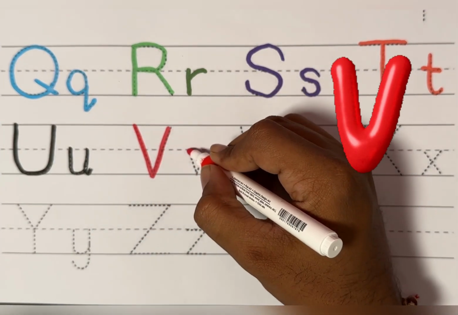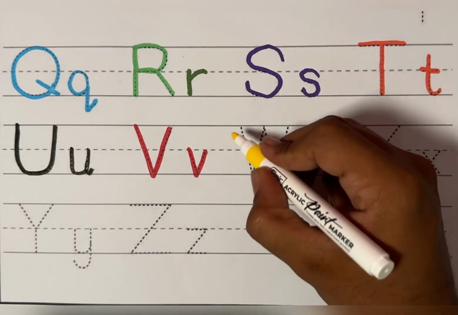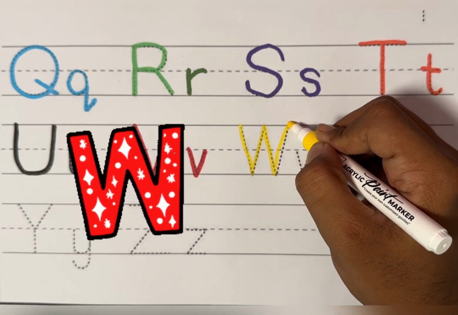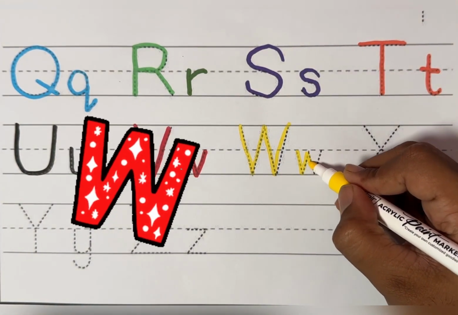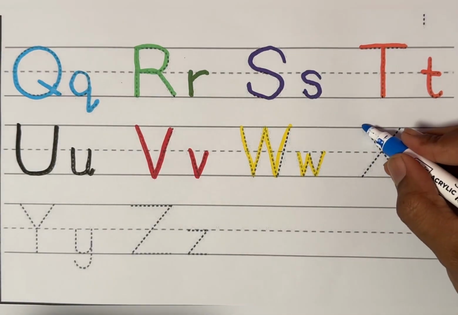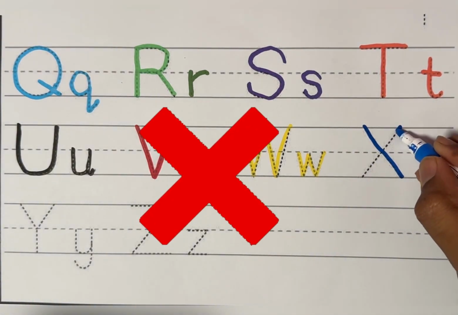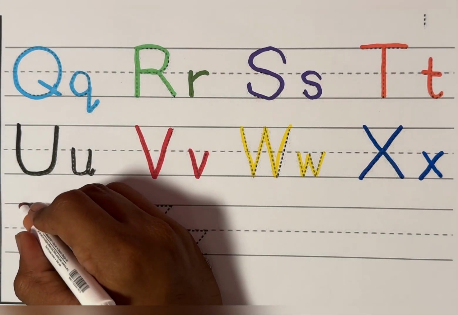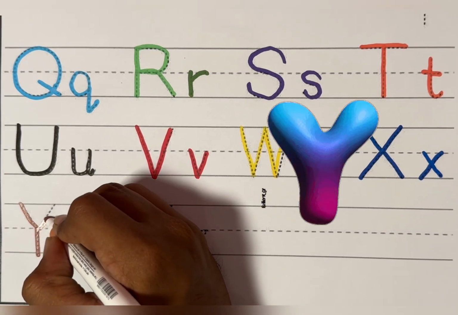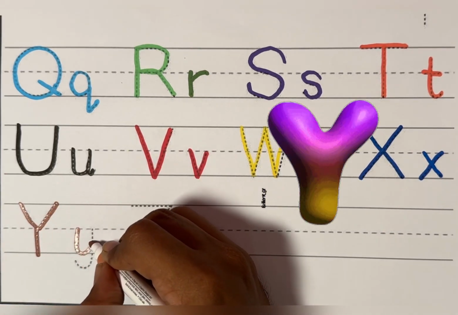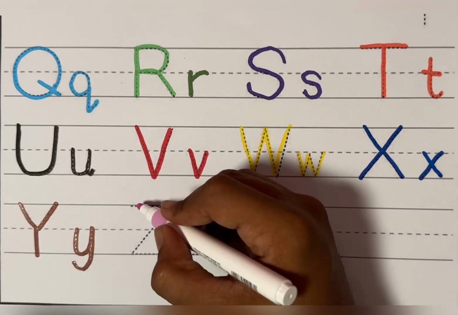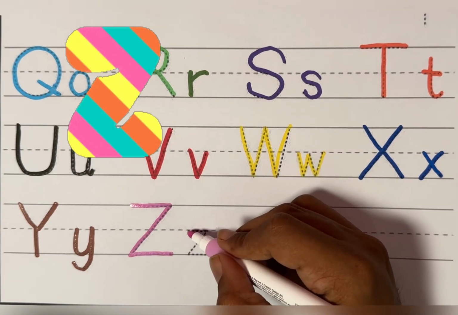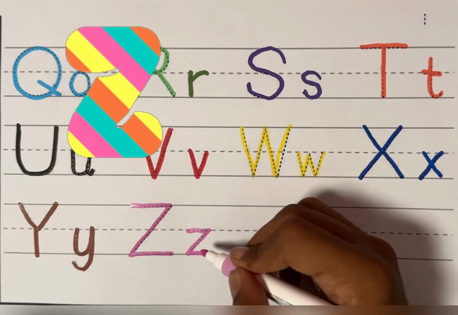V for vegetable. W for worm. X for X-ray. Y for yarn. Z for zebra.